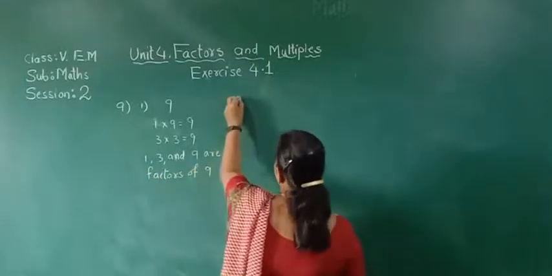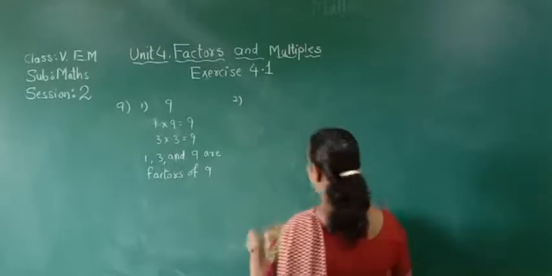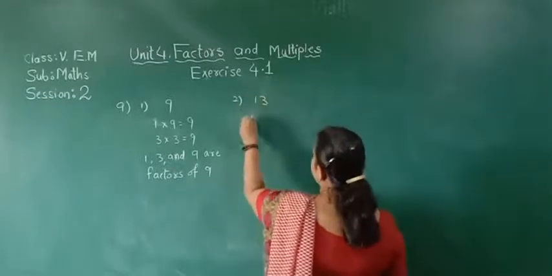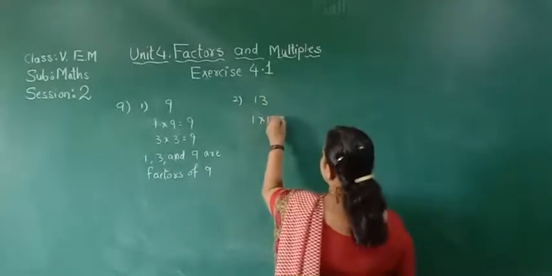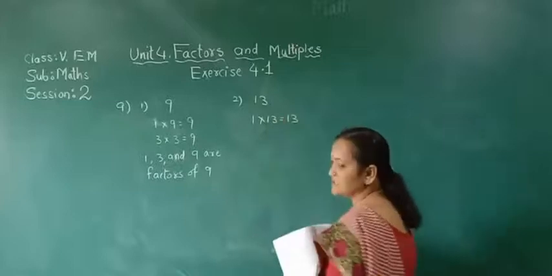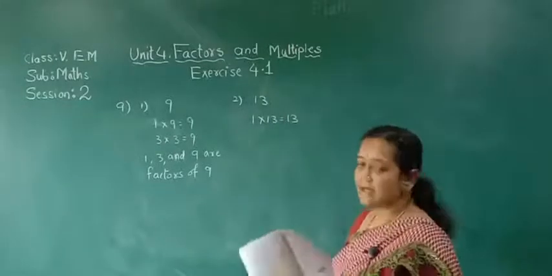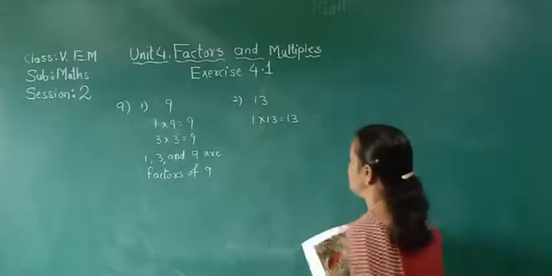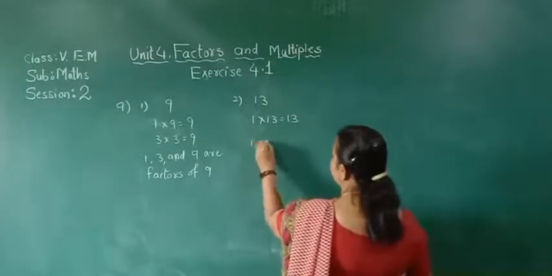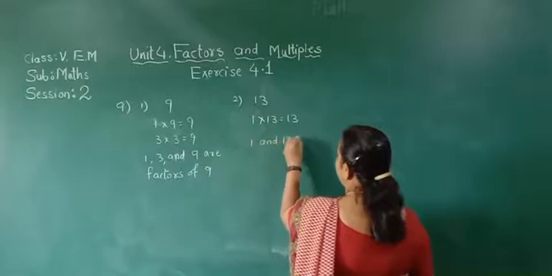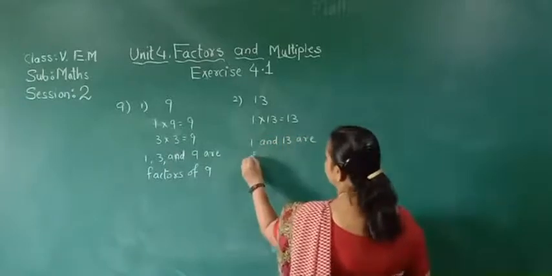Then second one, 13. So 13, where we find 1 13s are 13 or 13 1s are 13. 13 you won't find in any table as they are called prime numbers. So here 1 and 13 are factors of 13.